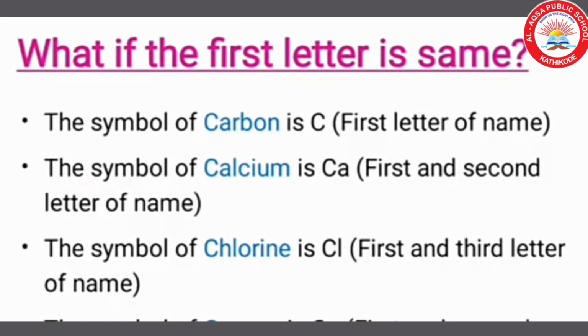Some elements like carbon, calcium, chlorine and copper have the same first letter. So symbols of some elements are formed from the first letter of the name and a letter appearing later in the name. For example, C we have already given for carbon. So for calcium we are taking its first letter and second letter. So its symbol is Ca. And chlorine, we have to take two letters, the first one and the third letter. So its symbol is Cl.